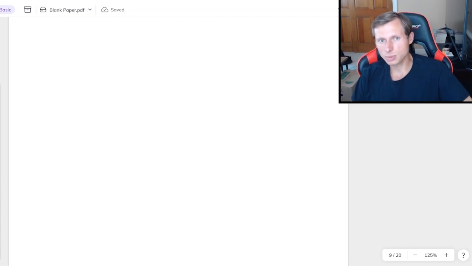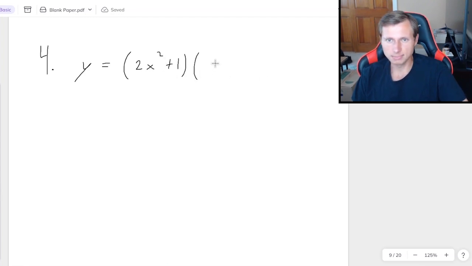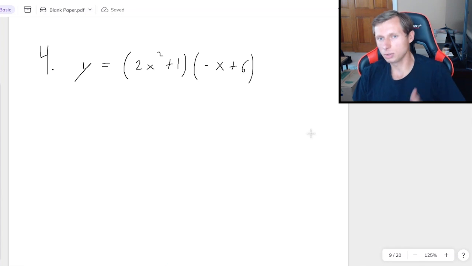And then here's the last one I have for us today, number 4. y equals the quantity 2x squared plus 1 times the quantity negative x plus 6. So go ahead, give this one a try, and when you're ready to see the answer, unpause. Okay, so I'm going to do a little trick for this one.